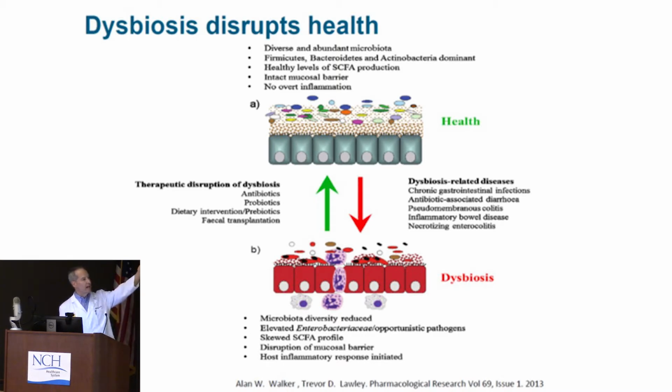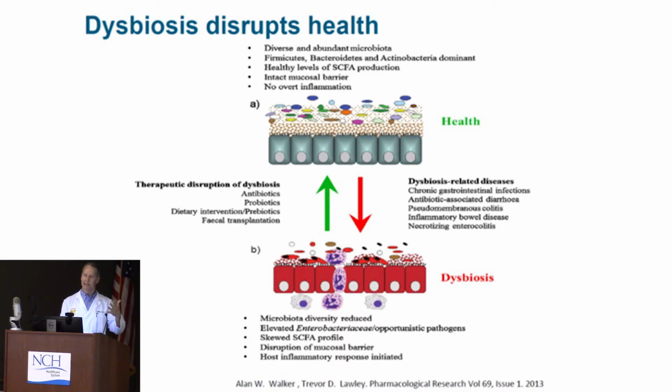But what you see on this diagram at the top is a microbiome that's healthy. You have a diversity, you have an abundance of microbiota. Their principal phyla are Firmicutes, Bacteroidetes and Acinetobacter. They produce a number of products such as healthy levels of short-chain fatty acids, which occurs as a result of eating a diet that's high in fruit and vegetables. And then in this upper level, you see an intact epithelial layer, and there's no overt inflammation.